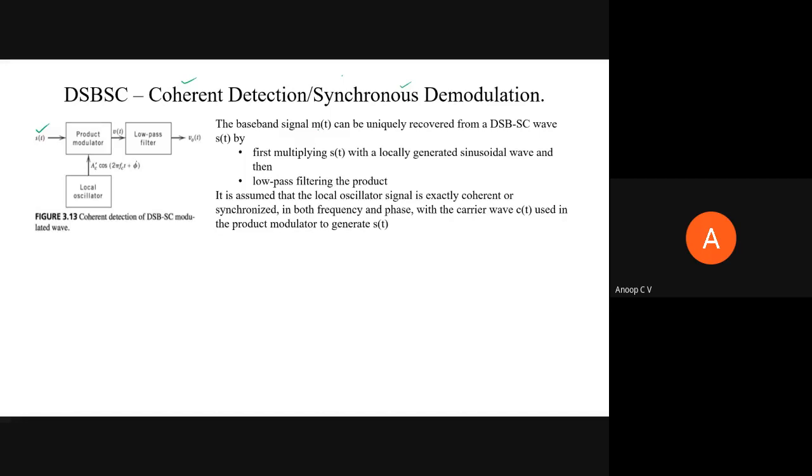So why are we calling it a modulator? Because DSB-SC can be obtained by multiplying m of t and c of t. So the modulation is product modulation, so we are calling it a product modulator. What it basically does is multiply the inputs. One of the inputs is S of t, and the other input is a locally generated wave.